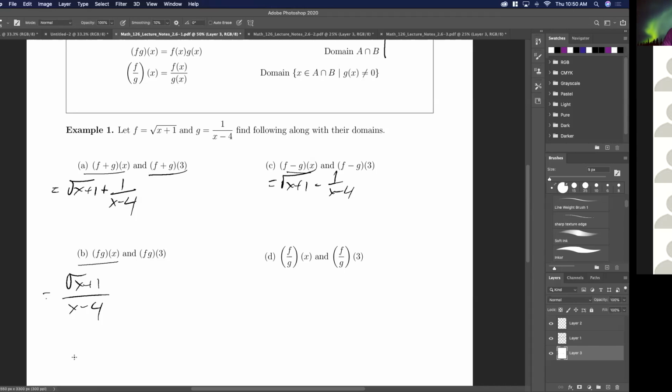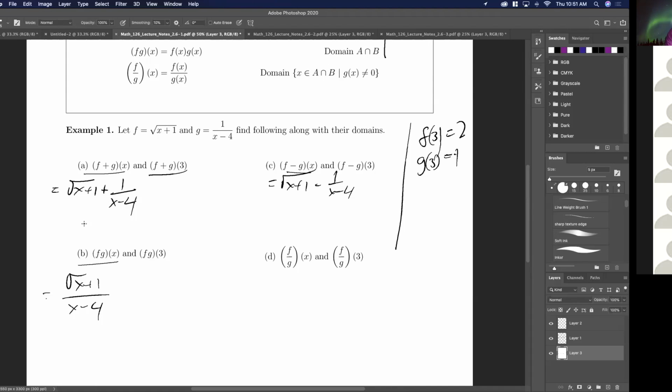Here I want to find (f plus g) of 3, but there's an easier way of doing this. What's f of 3? f of 3 is 2, right? 3 plus 1 is 4, square root is 2. g of 3 is equal to, hold on, g of 3 is equal to negative 1, because I'll have 3 minus 4, which is negative 1, and 1 over negative 1 is just negative 1.